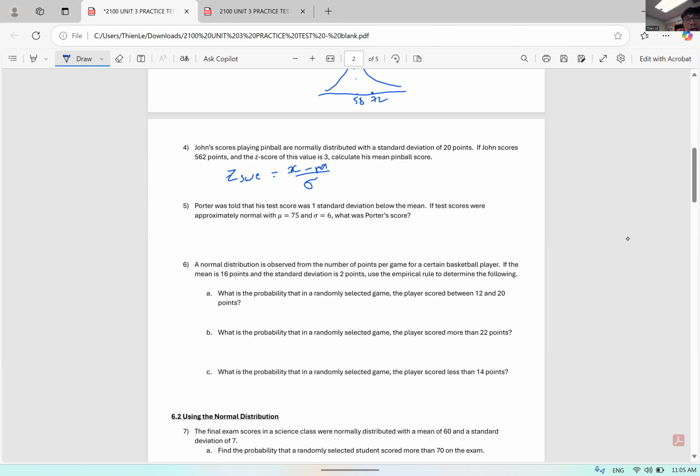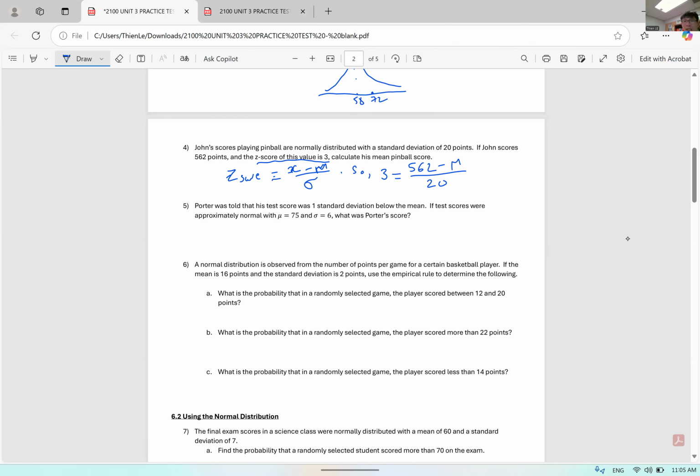And now you plug in everything, right? So we have 3 here, this z-score, right? X is 562. Be careful, okay? X subtract mu, not mu subtract x. And mu you don't know and you want to find it, right? And standard deviation 20. So now you just find the solution for this problem. Find the mu such that this is satisfied, right?